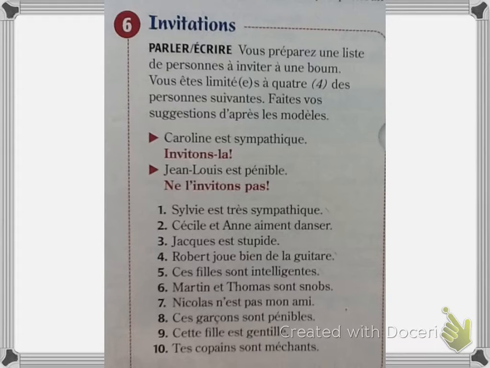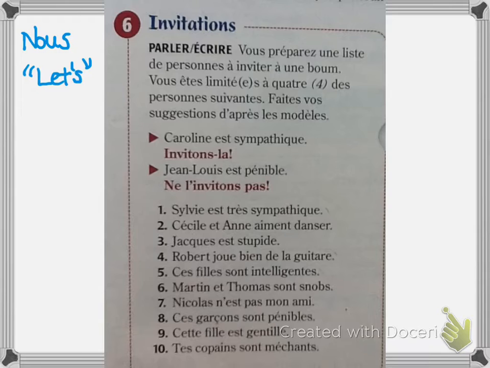Caroline est sympathique. So Caroline is nice, so we're going to say invitons-la. Notice we're using the new form of the imperative because we're saying let's. So invitons-la would be let's invite her. Jean-Louis est pénible, so Jean-Louis is a pain. So ne l'invitons pas.